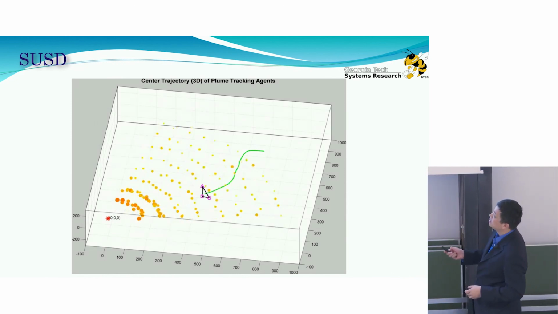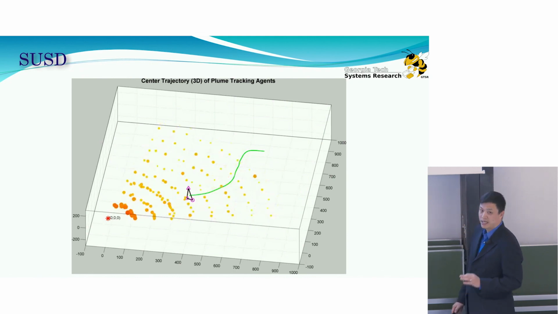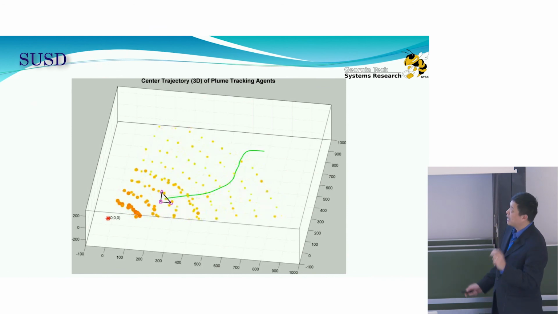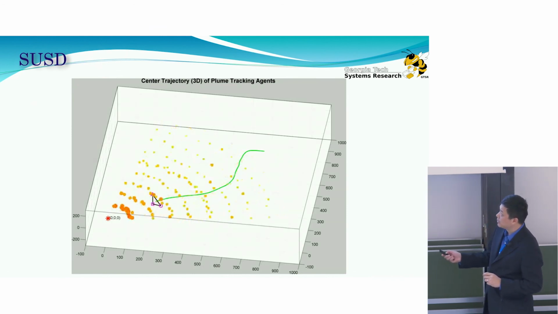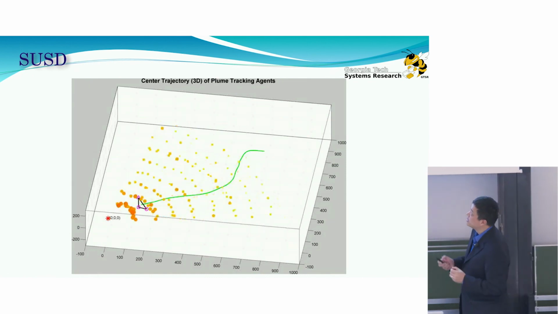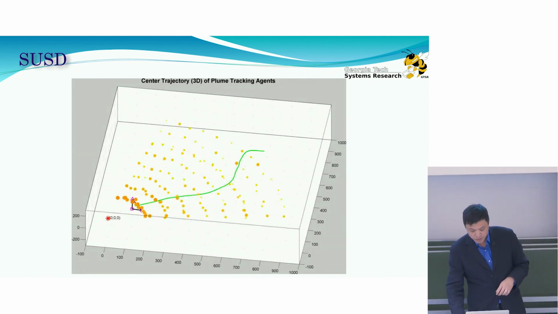Each of these balls is simulated as a signal spike. As you can see, as you get closer to the source, the ball gets larger. And we can use this information to perform SUSD.